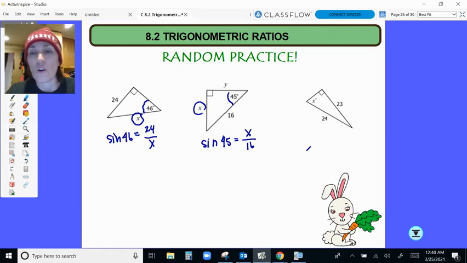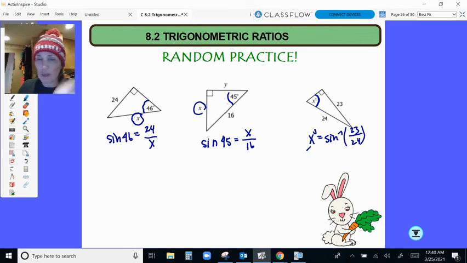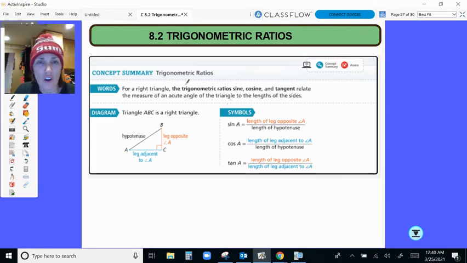Over here, this time I'm missing my angle, right? I have my opposite side over my hypotenuse again. So x degrees is going to end up being my inverse sine of my opposite 23 over 24. So setting those up is half the battle. Just making sure which parts of the triangle do I have, and so which ratio is that going to be.